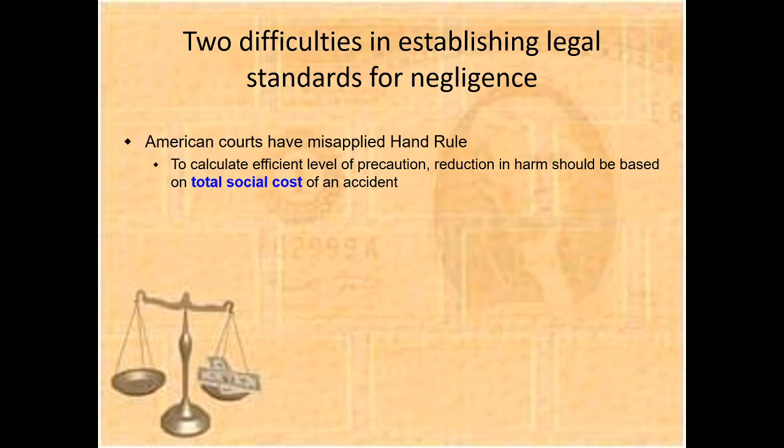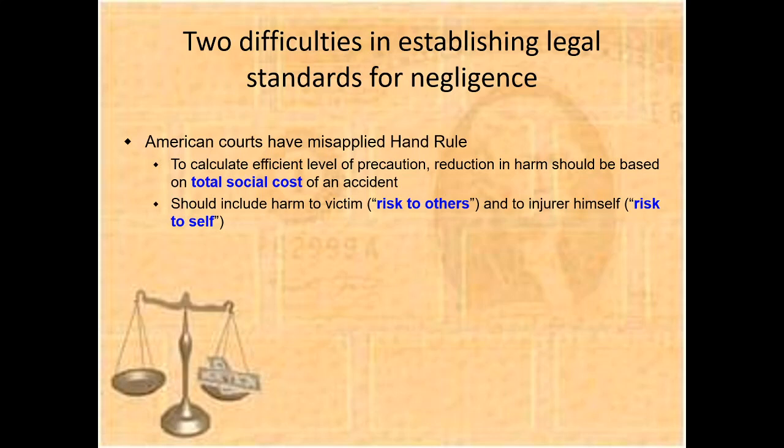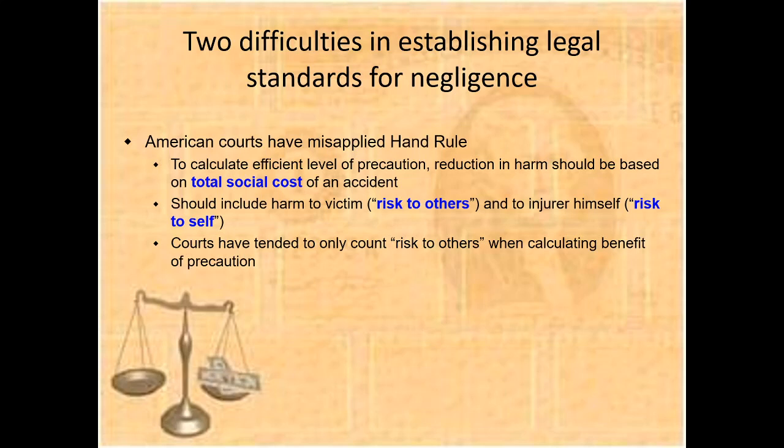The remains of the shipwreck are also going to create a lot of problems. So the cost is social rather than one particular individual's loss per se. That has to be evaluated. It should include harm to the victim, that is, risk to others, and to the injurer himself, that is, risk to self. This is what is missing most of the time. So risk to others and risk to self has to be assessed. Only then would the social cost be assessed. Otherwise, it is not. Courts have tended to count only risk to others when calculating the benefit of precaution.